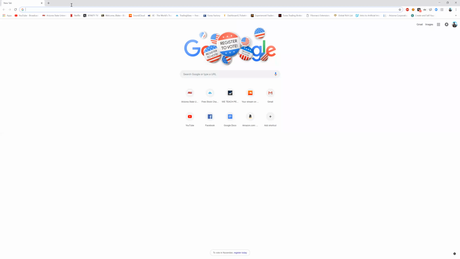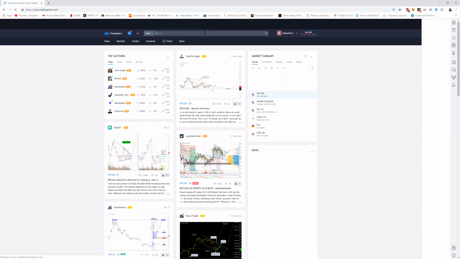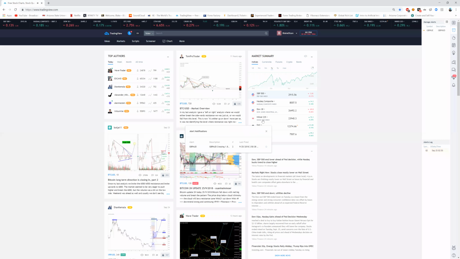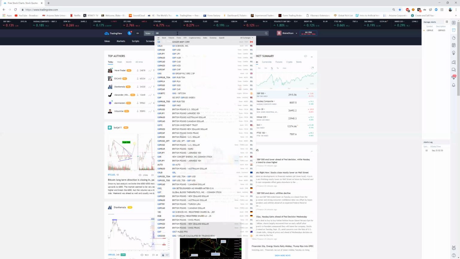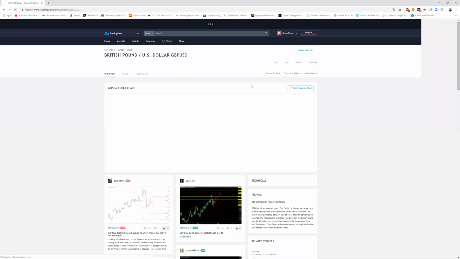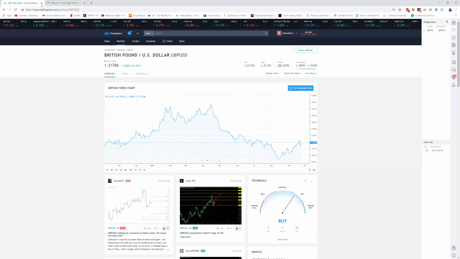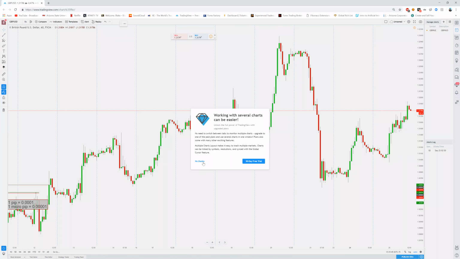Here we go. So we're going to go ahead and start by going to TradingView. It's just tradingview.com, and then we can pull up a chart by typing it in up here. For example, we can type in GBP USD. This is one of my favorite pairs to look at. And then we can click right here. It says full feature chart. That's how you open up the chart. And what I usually do is X out of this screen just to keep things nice and clean.